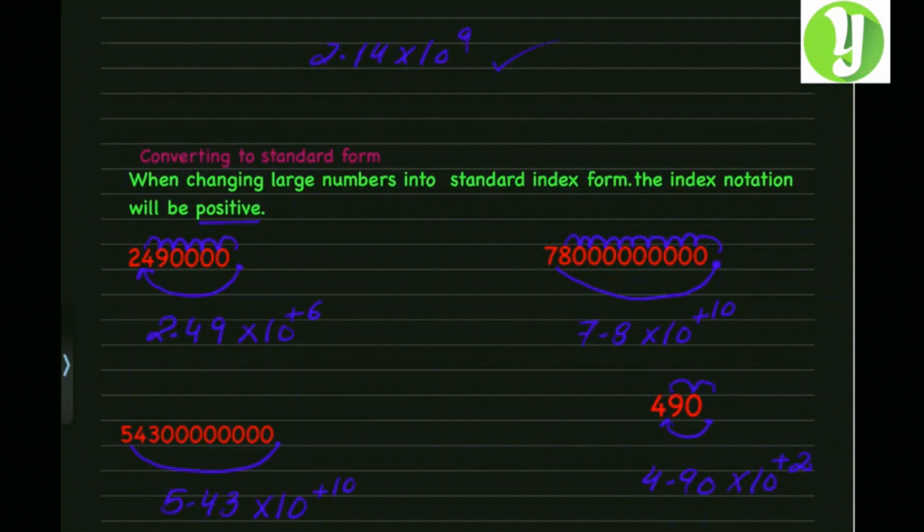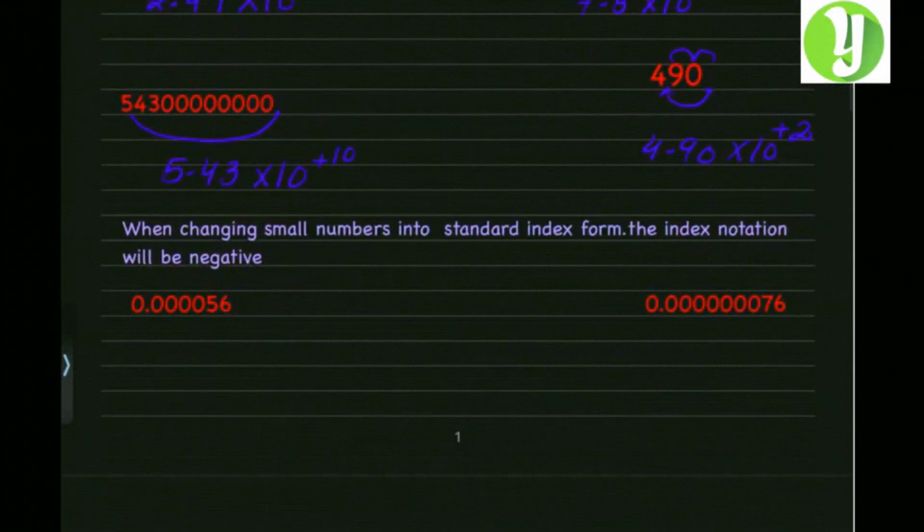Now for the small numbers, if we change a small number into standard form, the index notation will be negative. For the smallest numbers, we can use a negative power. For example, 0.00056. So the rule for a small number is you have to convert this decimal after the first non-zero digit.